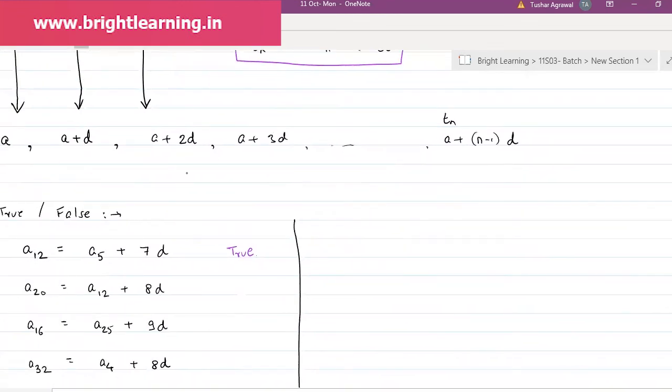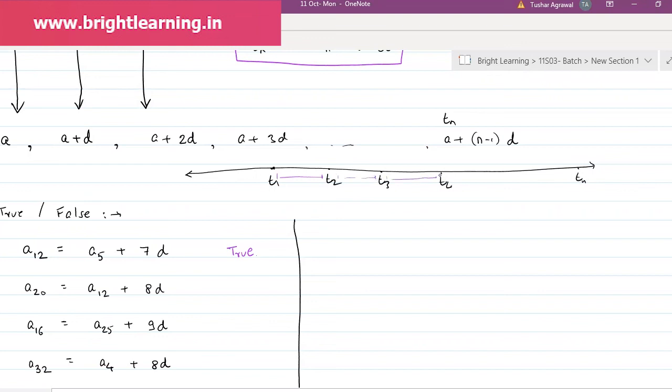I don't know where the integers are, they can be anywhere. I'm not at all interested where exactly the integers are. T1, T2, T3, T4, and this is, let's say, Tn. And all these numbers are equally spaced. The distance between each of them is the same. And the distance between them is d. So one jump, when you're taking one jump, I'm talking of d units.